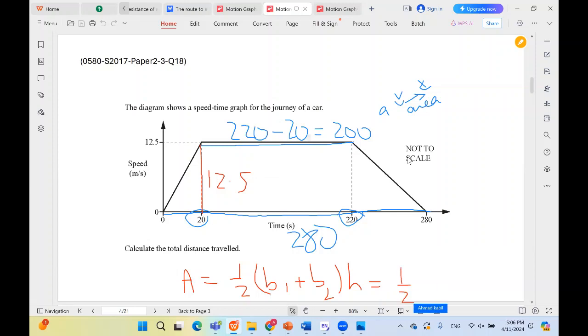This is equal to half multiplied by 280 plus 200 multiplied by the height, which is 12.5. We use the calculator. Of course, here this part is 480. So it's half times 480 times 12.5. And the answer is 3,000 meters.